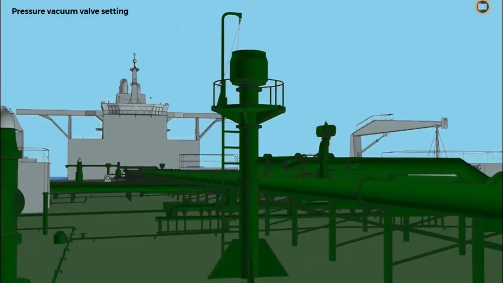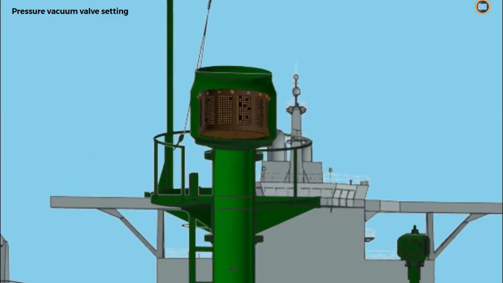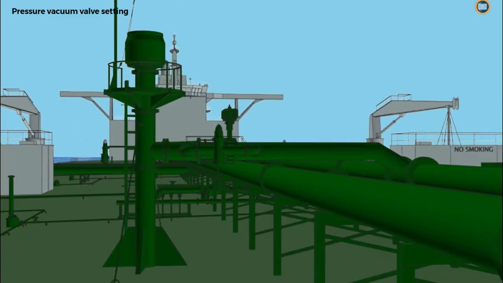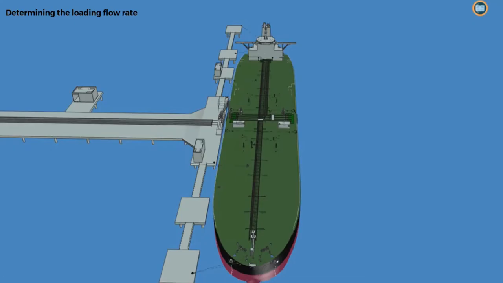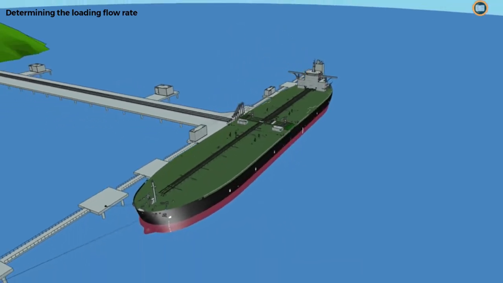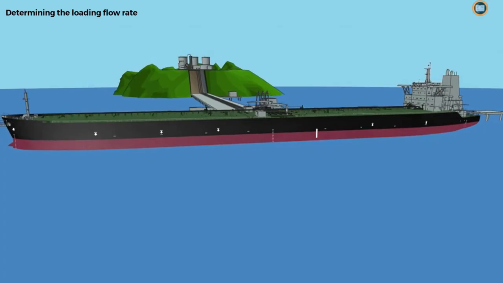If venting through the master riser during loading, the flame gauze should be inspected for cleanliness. Otherwise, it may restrict the passage of cargo vapor during loading. So far, we've looked at the operational problems that can arise and some of the control measures that we can put in place to prevent them.